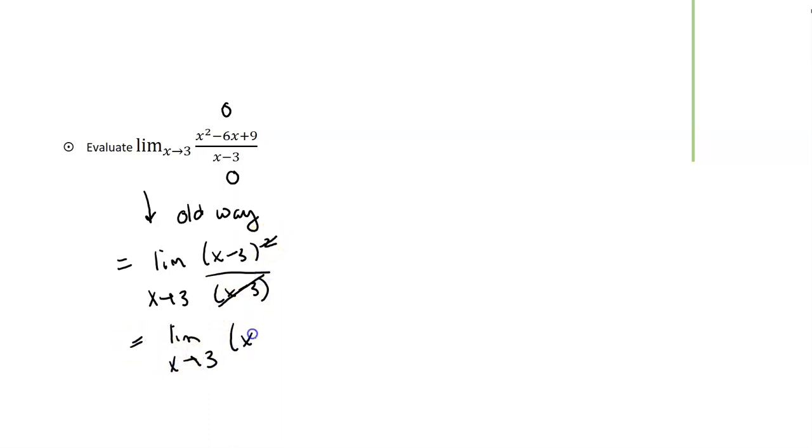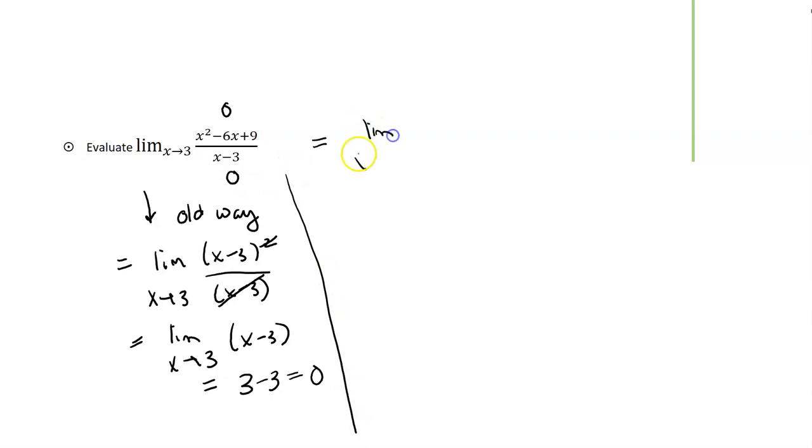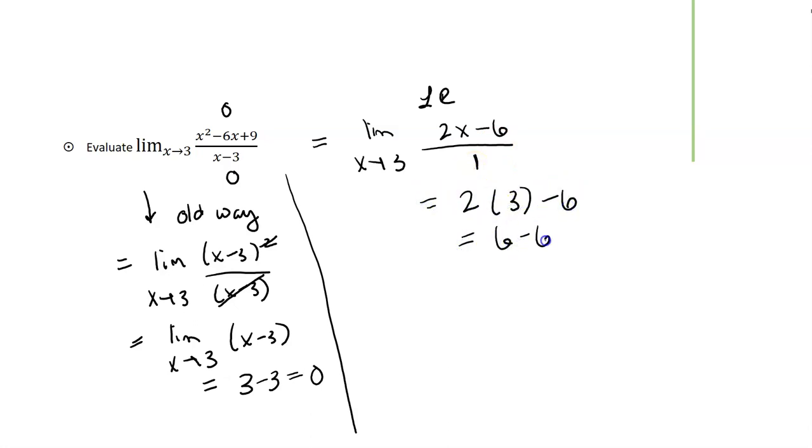And now we can plug in to get 3 minus 3 or 0. And that's fine, but most of you hate to factor. So if that's you, you can use L'Hopital's rule instead of working it the old way. We're just going to take the derivative of the top, which will be 2x minus 6, and the derivative of the bottom, which is 1. And now that's something we can plug in, because instead of having a 0 on the bottom, we have a 1 on the bottom. So this would be 2 times 3 minus 6, which is 6 minus 6, or 0. So you can see you get the same answer either way you do it.